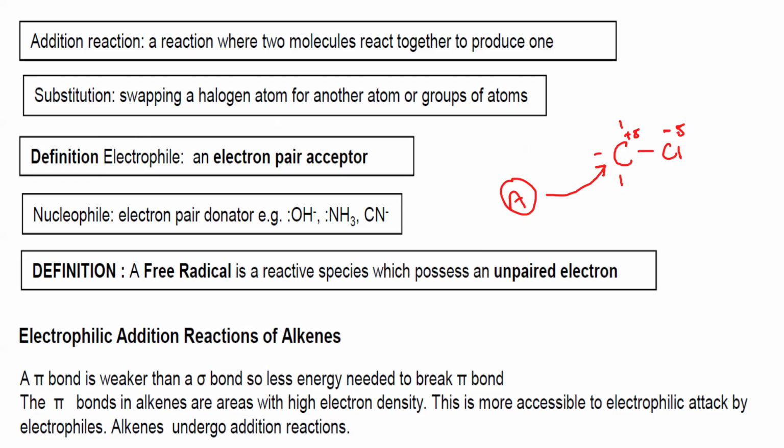So this substance A, because it is attracted towards the positive center, is a nucleophile. Electrophiles are attracted towards the negative centers and nucleophiles are attracted towards the positive centers.